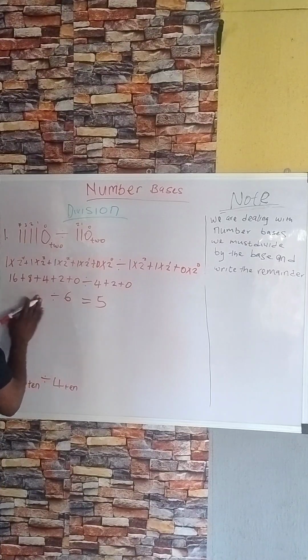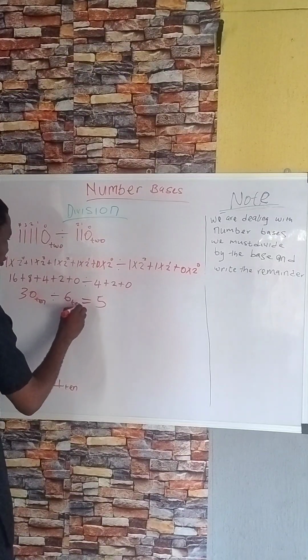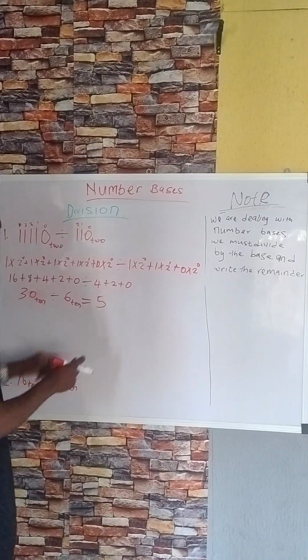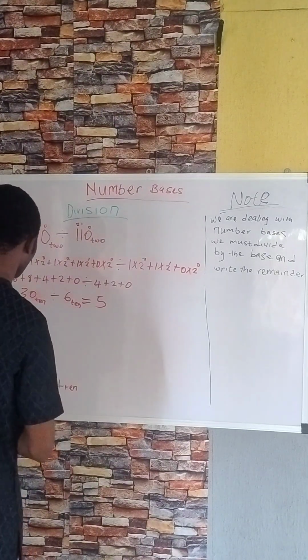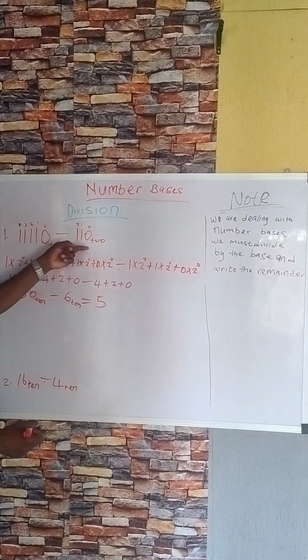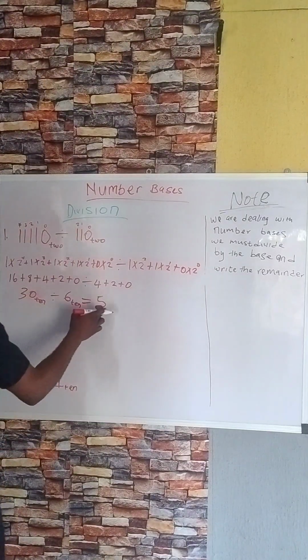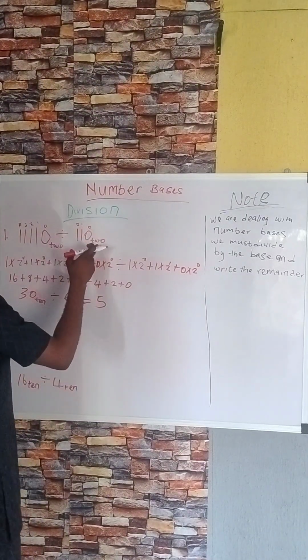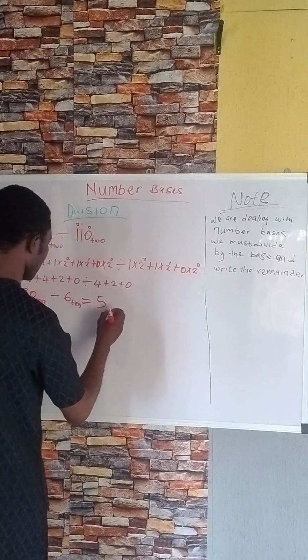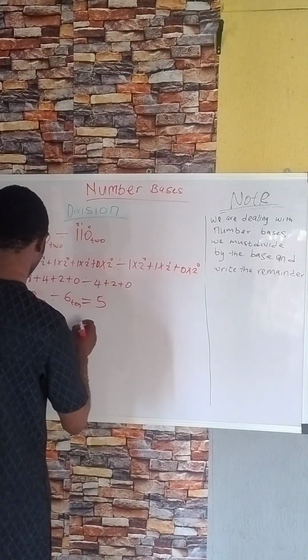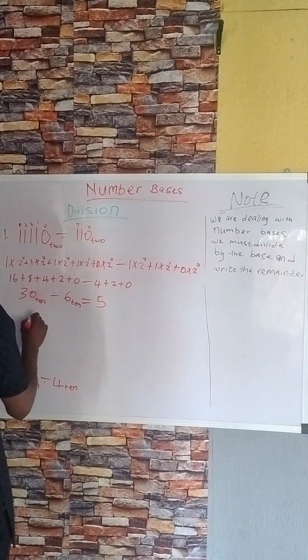Let me rewrite it in this form. 30 base 10, 6 base 10. Now, when you divide them, you get 5. So, to get our correct answer for this, you have to convert this 5 back to base 2. So, converting 5 back to base 2 will be 5 base 2.